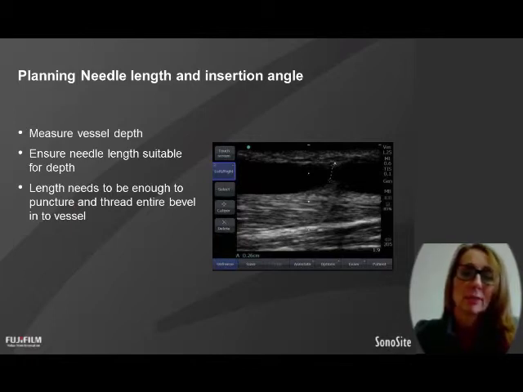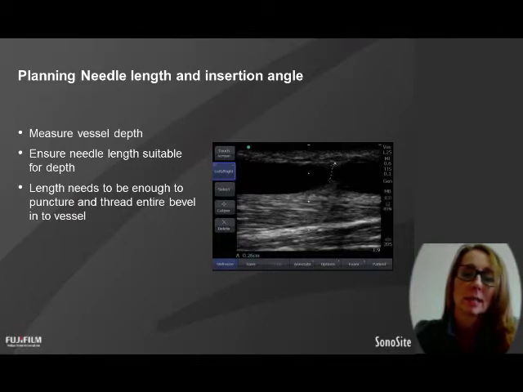So measure your vessel depth. You don't have to use the calipers. You can use the guides on the side if you're just needing a gauge, if you're not having to save it for the future. Make sure your length is definitely suitable for the depth and the angle that you're inserting at before you start inserting. And remember that there needs to be enough not only to puncture the vessel but to thread the entire bevel into the vessel.